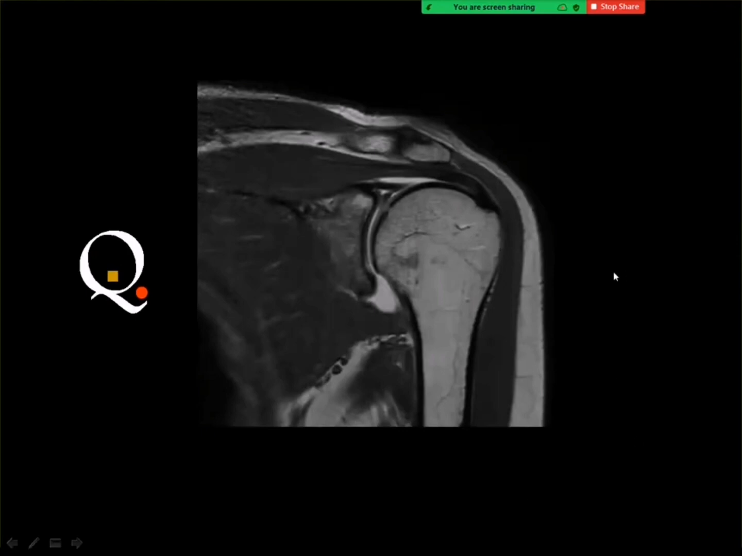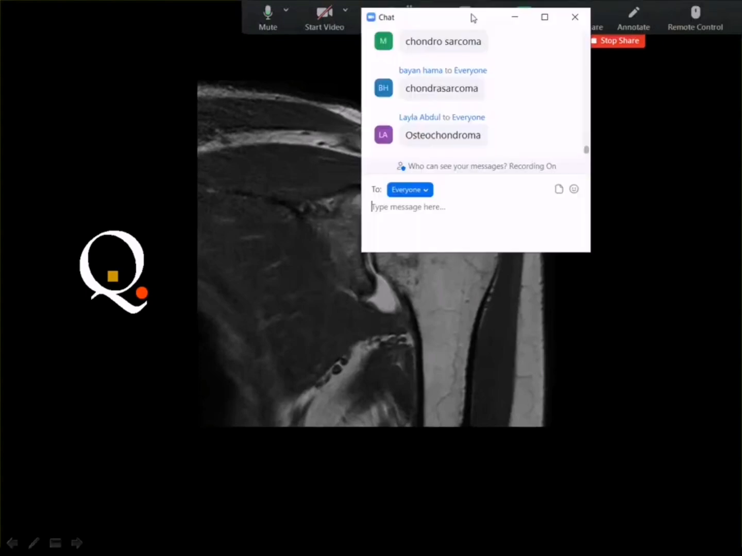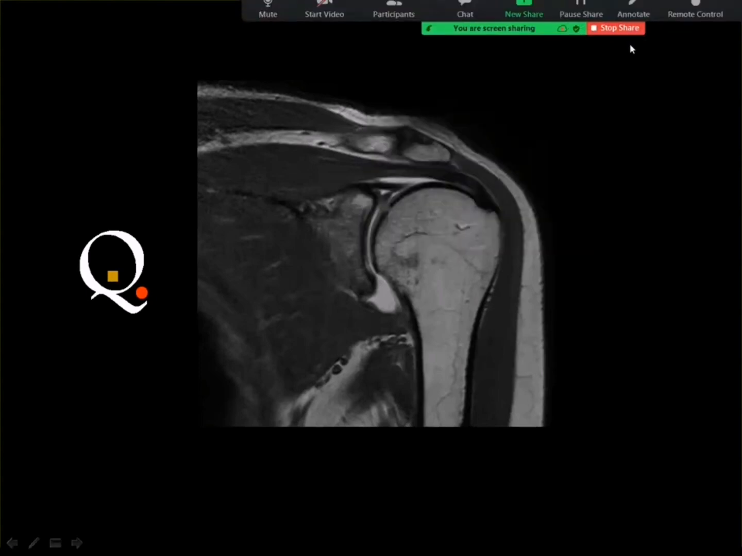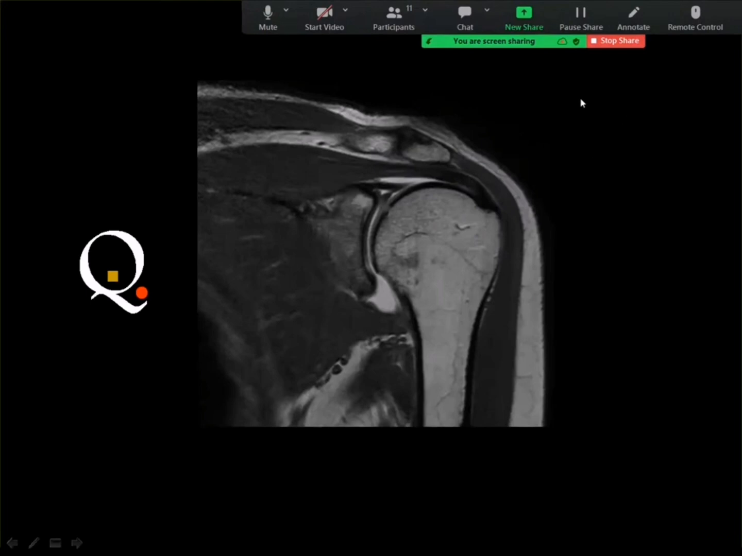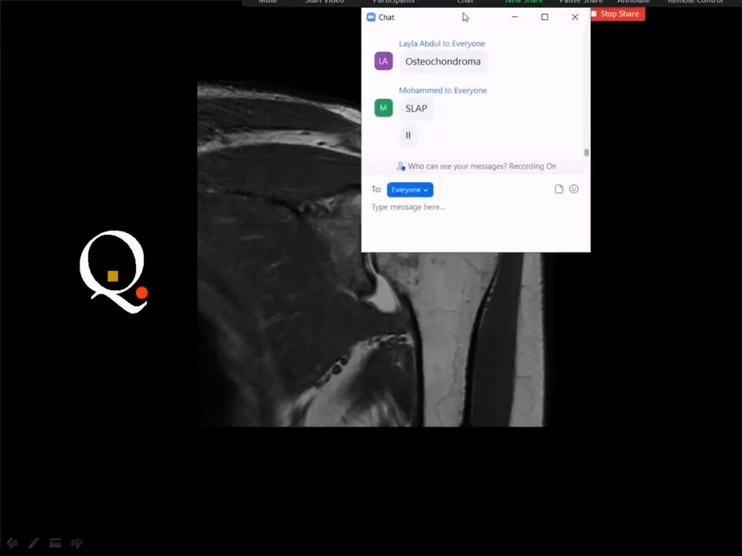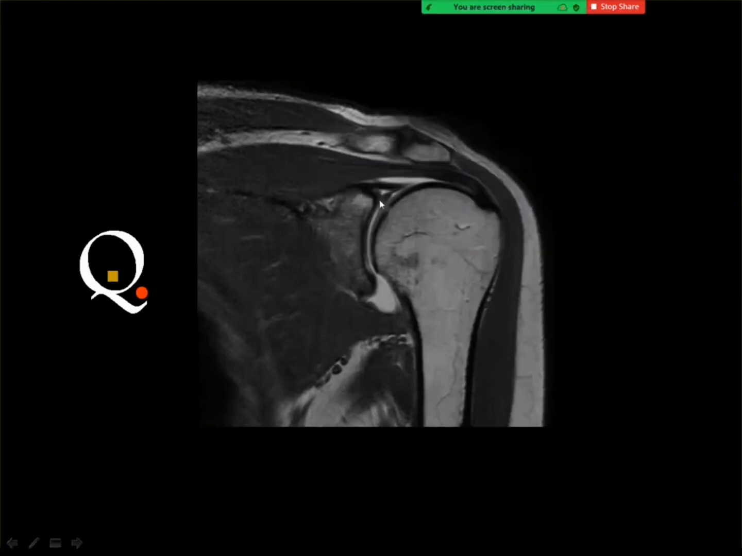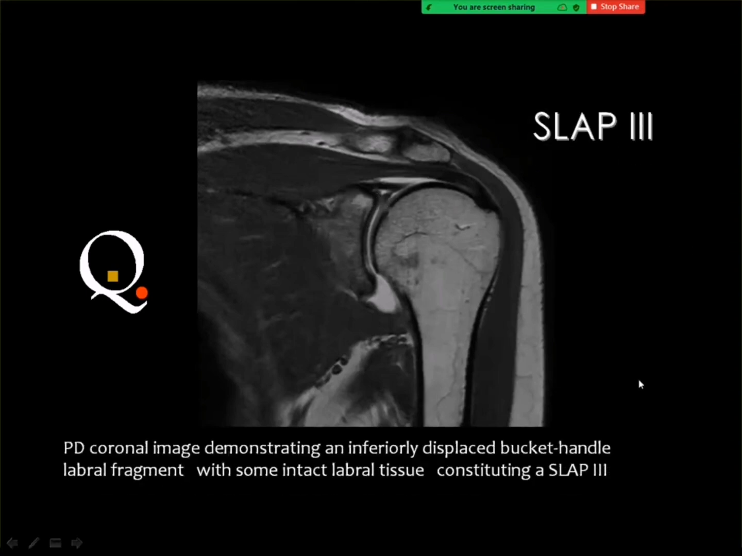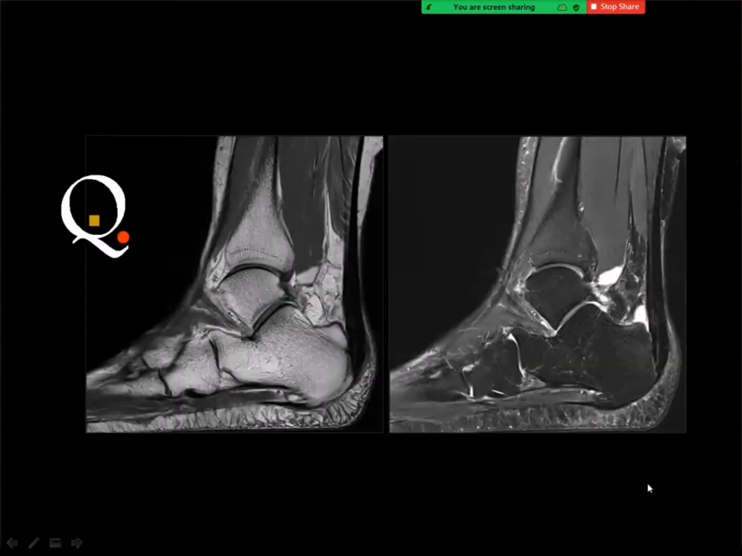This is MRI of the shoulder, coronal T2 weighted image. A SLAP injury, yes. Which type? Type 3, and this is type 3 actually. And type 2 is separation of the labrum from the glenoid part. But type 3 is a line passing through the labrum, separating it into two parts. And this is a SLAP type 3 injury with some effusion, of course, in the joint.